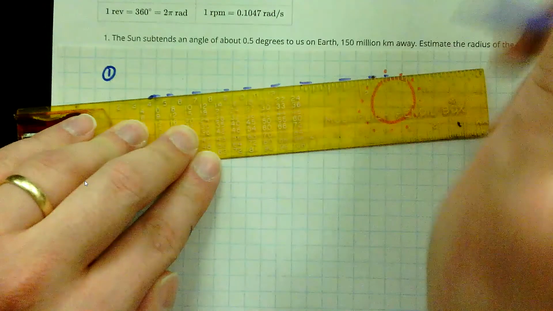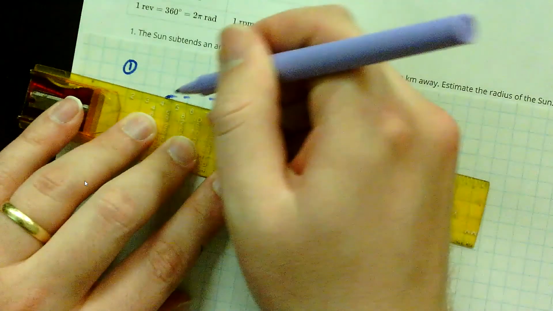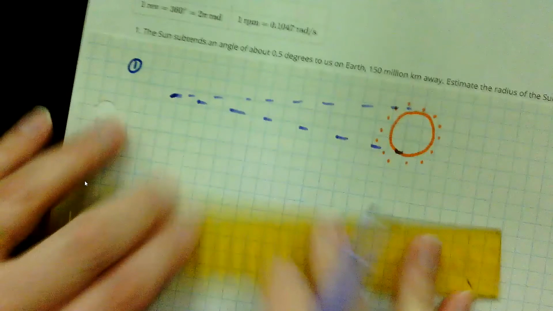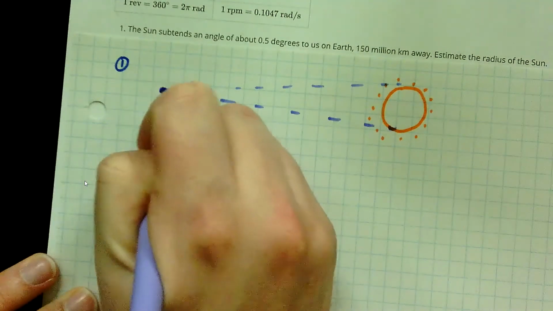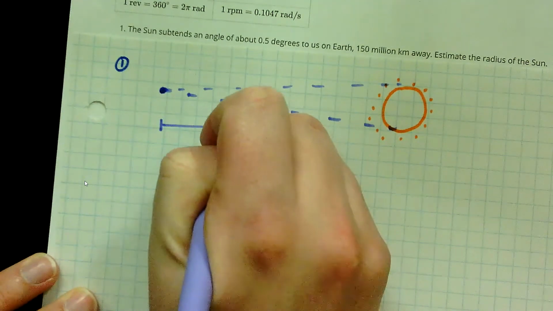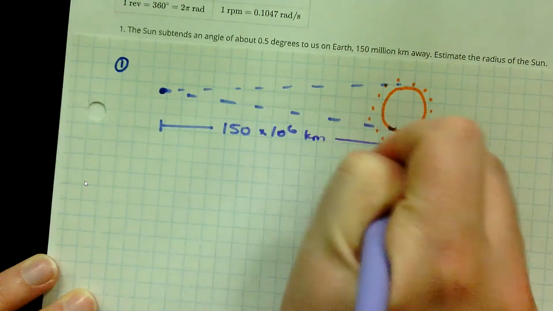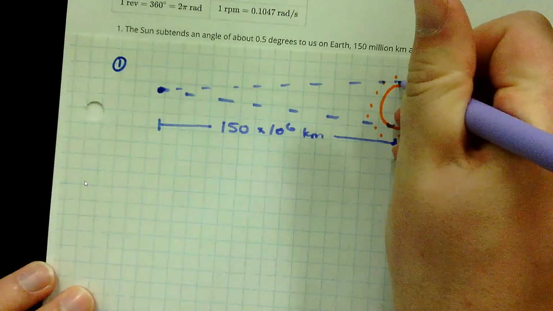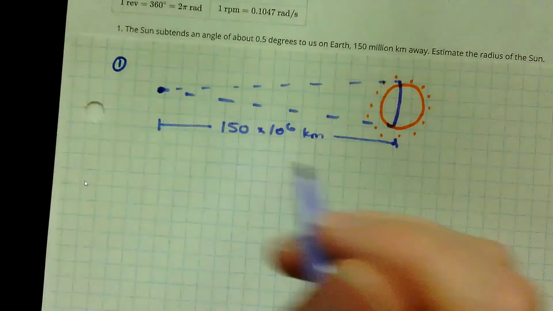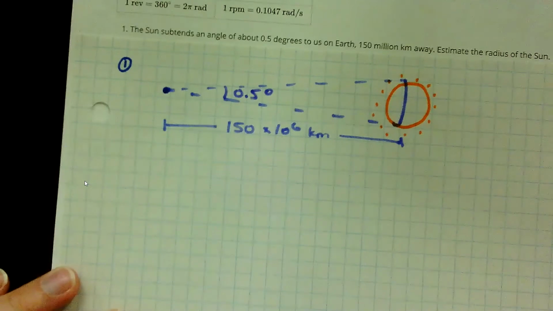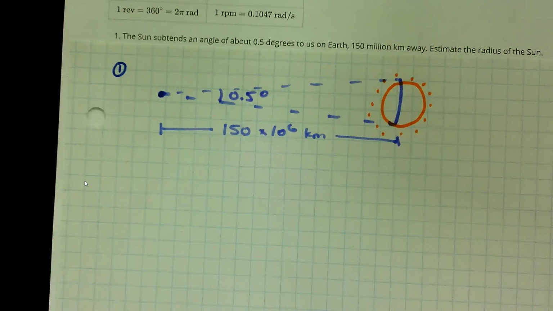What that means is, if I'm here on the Earth and I look at the sun 150 million miles away, or kilometers away, so that's 150 times 10 to the 6 kilometers away, it's saying that this angle is 0.5 degrees. All right, now that I've got that picture, see what you can do with knowns and unknowns.